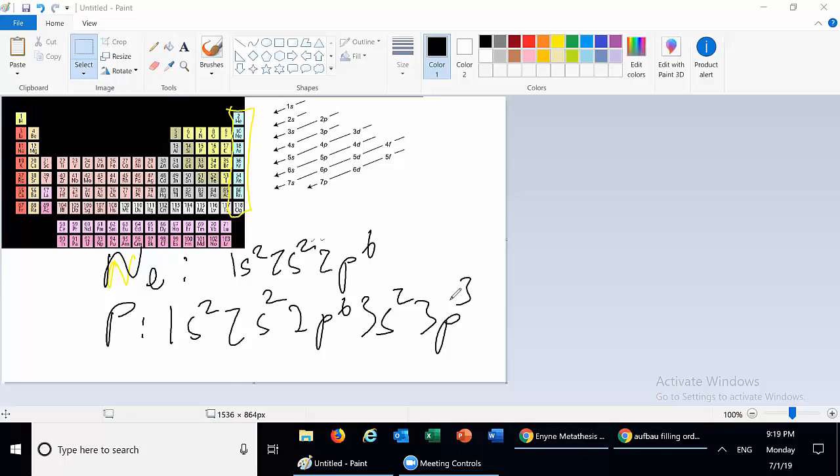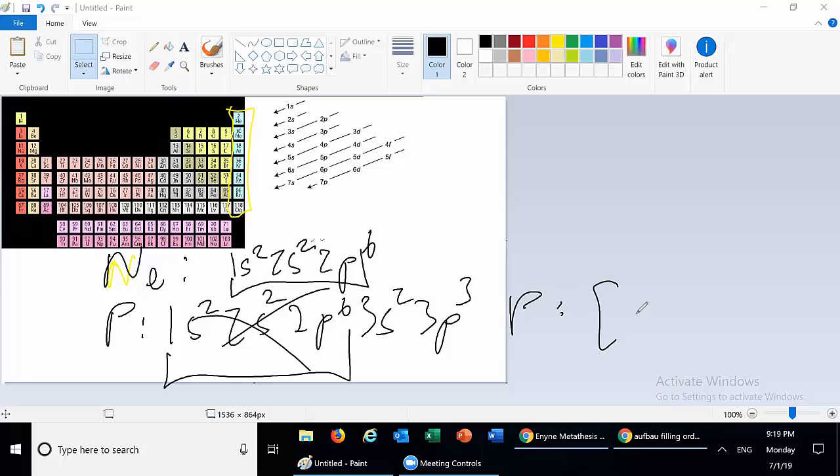Does everyone see why that is? Notice this part is the same, so we can cross that out and replace it with neon in brackets. And then we just write 3s2, 3p3.